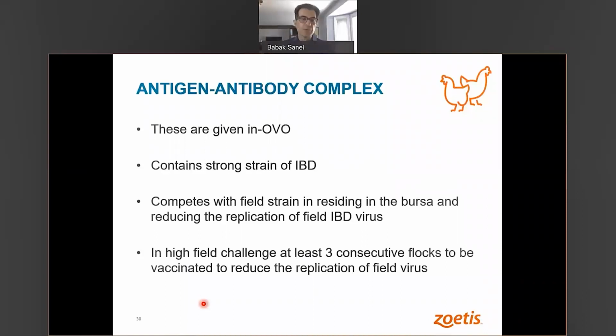What we recommend if you're using these vaccines is when you have a really problem farm that you cannot get rid of the virus by any other milder vaccine. You go up with this one, use it for at least 2 to 3 flocks, and then you could go back to a milder vaccine, always in combination with the molecular diagnostics, with the help and support from your veterinarian.